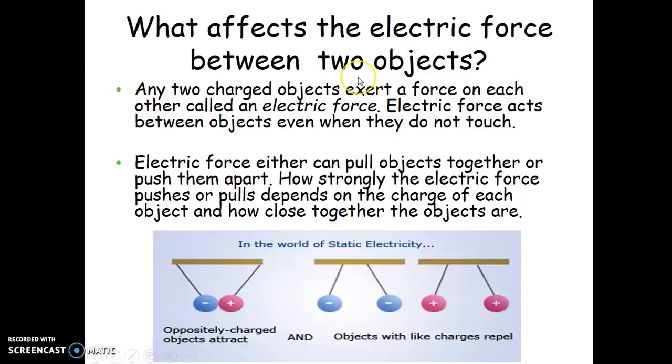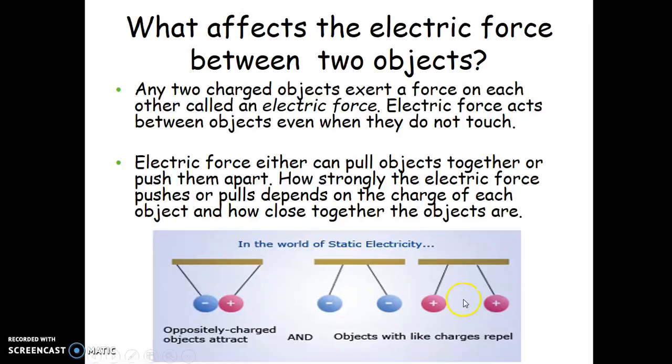So what affects the electrical force between two objects? Any two charged objects exert a force on each other, called an electric force. The electric force acts between objects even when they do not touch. They don't have to touch, but they can still either attract or repel another object. Electrical forces can either pull objects together or push them apart. How strongly that electrical force pushes or pulls depends on the charge of each object and how close they are together. If there's more negative charge and they're both negative, they'll push apart really far.